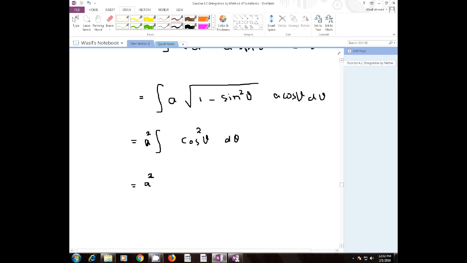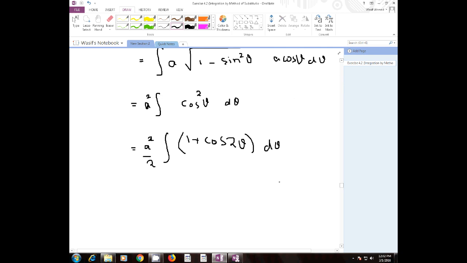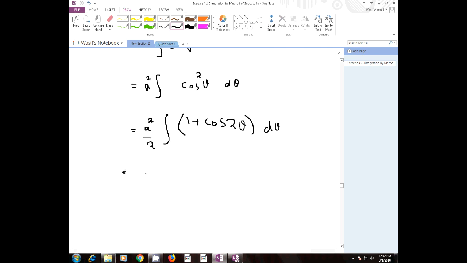In the exercise 4.1, I had mentioned to you that whenever there is cos square theta and sine square theta alone in the integral, then they have to be replaced with their equivalent double angle identities. So we know that cos square theta is equal to 1 plus cos 2 theta divided by 2, that is simply written here, and d theta. This makes our integral more simple. So a square divided by 2.